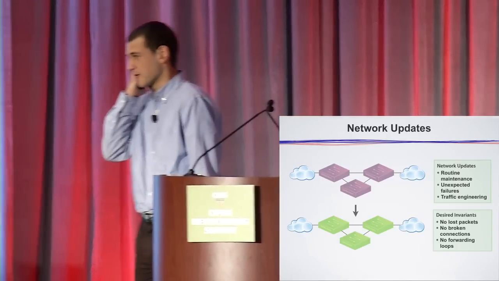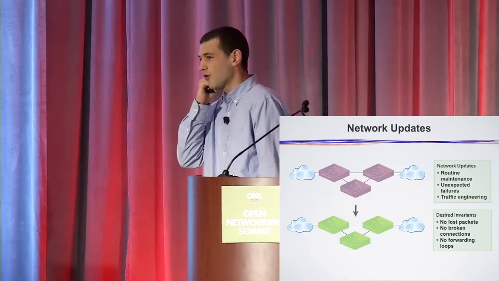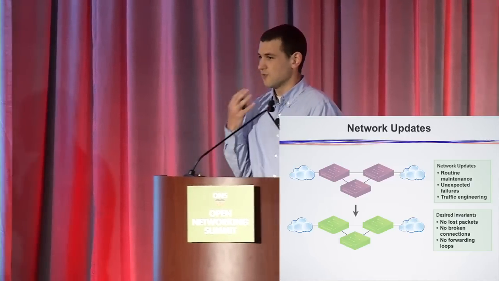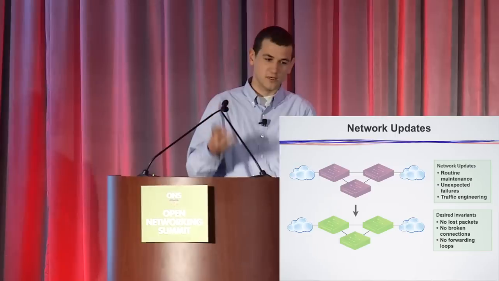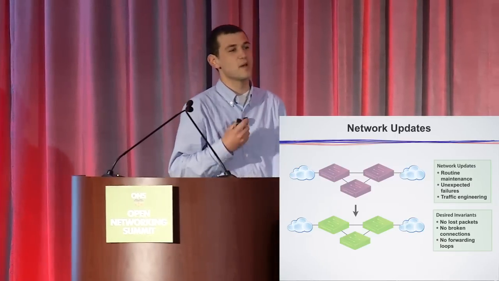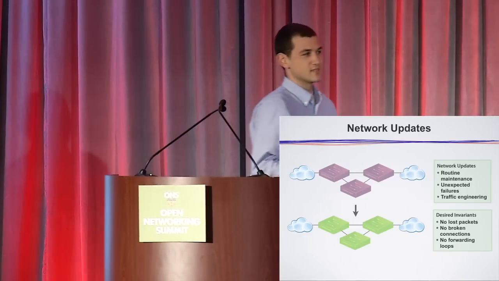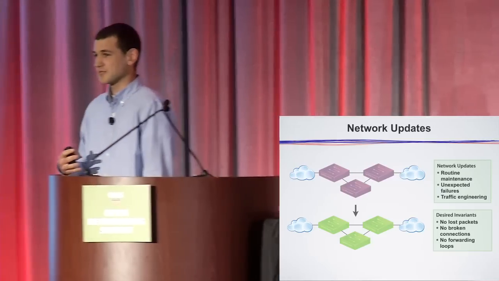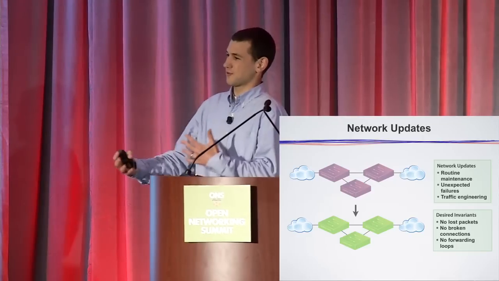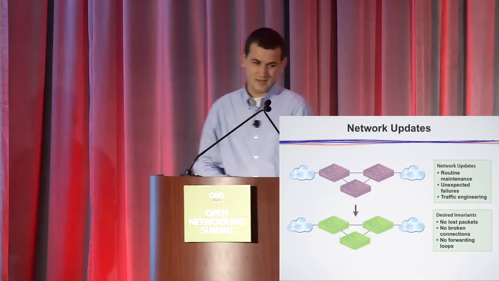And typically, when one makes a configuration change, there are a whole host of invariants that you want the network to have. So for example, you might want the network not to lose packets just because you're making some change to the configuration. You might like it not to break existing connections. You might like it not to create transient forwarding loops. And of course, you don't want it to somehow create new security holes if what you're doing is trying to update the configuration in order to patch a security problem. And unfortunately, managing all these things is quite difficult to do.